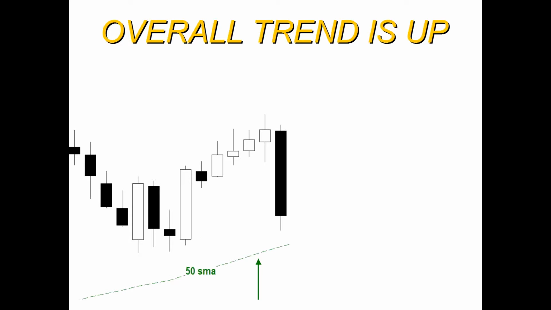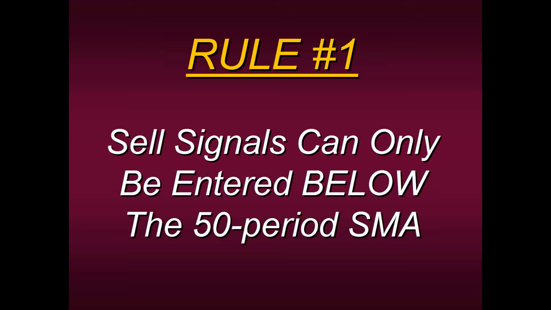All you need to do to determine the overall trend, you don't have to open up a weekly chart. You don't have to open up an hourly chart if you're intraday trading. Just apply the 50-period moving average. And if price is above, the overall trend is up. If price is below, the overall trend is down. As we see here in rule number 2, sell signals can only be entered below the 50-period moving average.